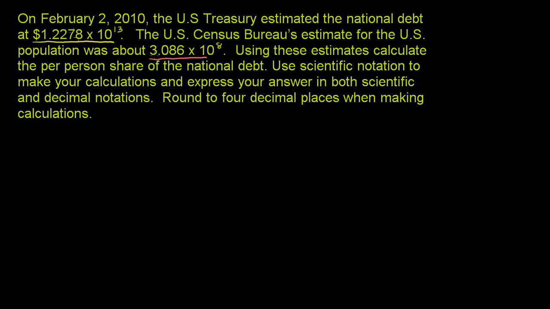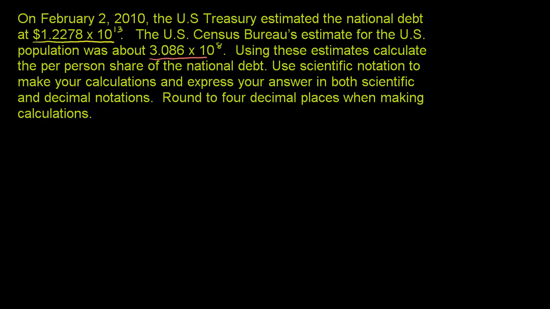So essentially, we want to take the entire debt and divide by the number of people. That'll give us the per person share of the national debt. Use scientific notation to make your calculations and express your answer in both scientific and decimal notations. All right, which means just as a regular number. Round to 4 decimal places while making calculations. So we want the per person debt. So we want to take the total debt, divide by the number of people.